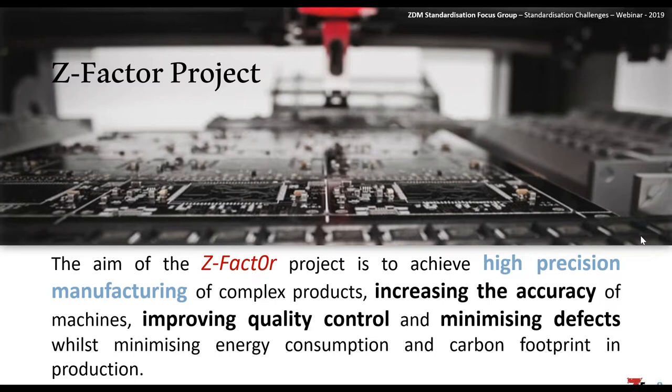The aim of the Z-Fact0r project is to achieve high precision manufacturing of complex products, increasing the accuracy of machines, improving quality control, and also minimizing defects while minimizing energy consumption and carbon footprint in production. There are two main objectives, the industrial objectives and the technical objectives. The first one is the expectation to support the growth of the European industrial companies. And the second one, allow the implementation of opportune zero defect manufacturing strategies within the industrial plants.